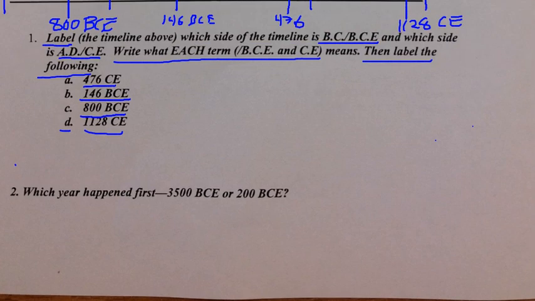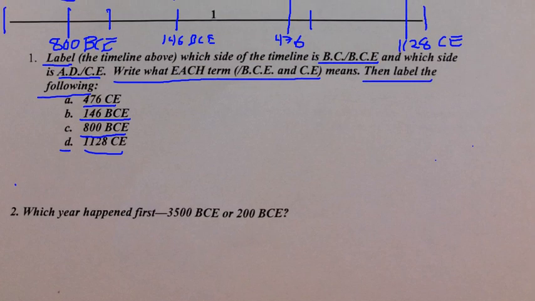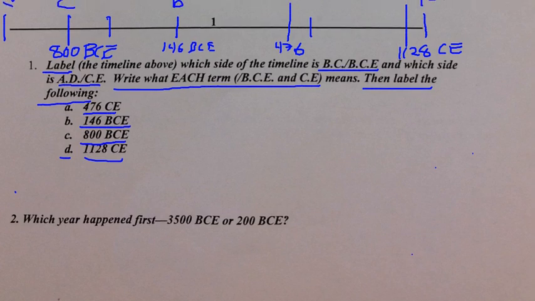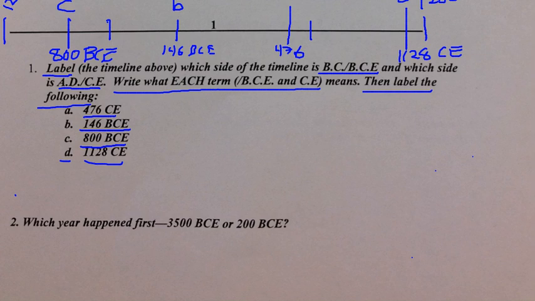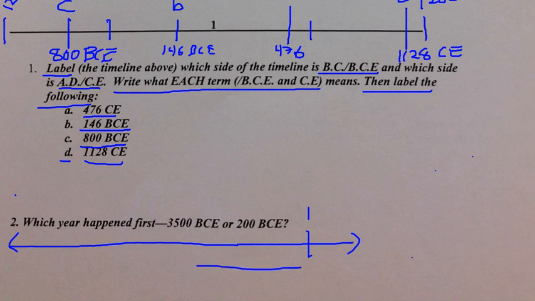My next question asks me which year happened first, 3500 BCE or 200 BCE. Now these years are both in BCE. They're both on the left side of the timeline. What I know is if I made a quick timeline, since they're both BCE, I'll put the year 1 way over here on the right. If I were to go back in time in this direction, I know that as I go backwards in time, I would get to 200 first. And then I would have to go a long, long ways past there to get to 3500.